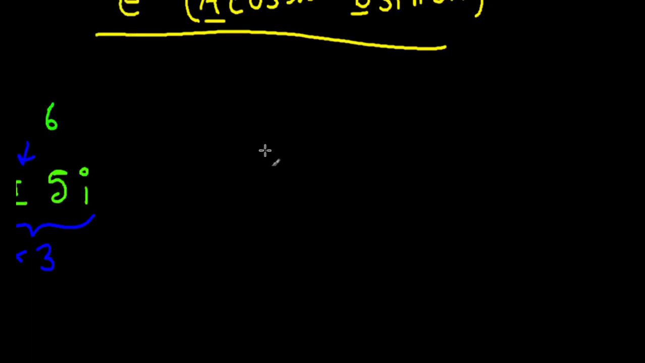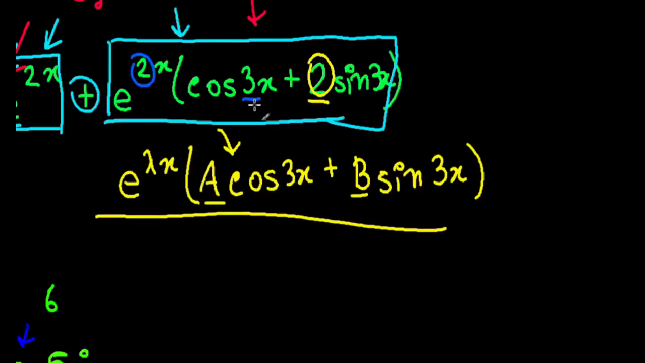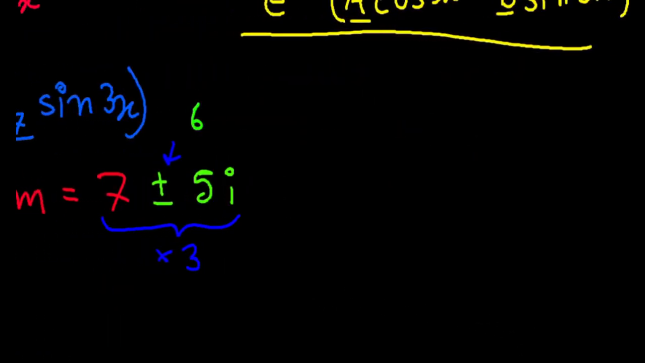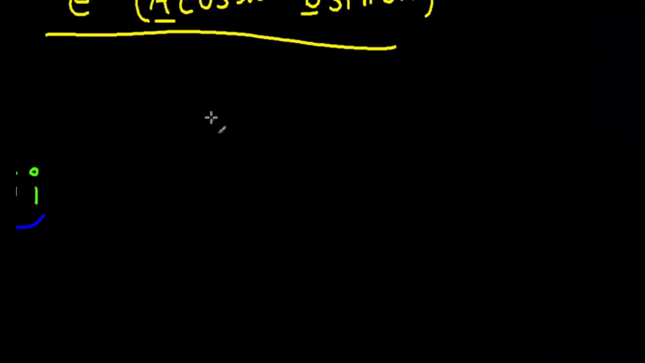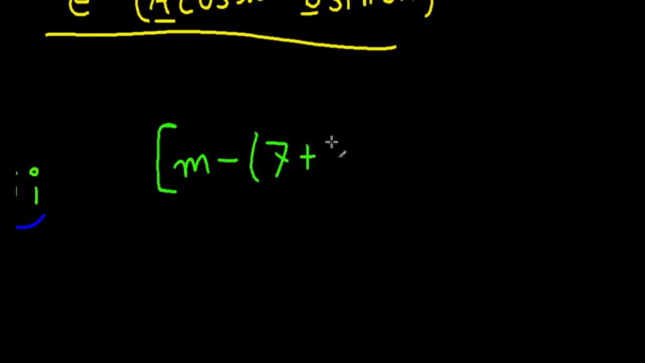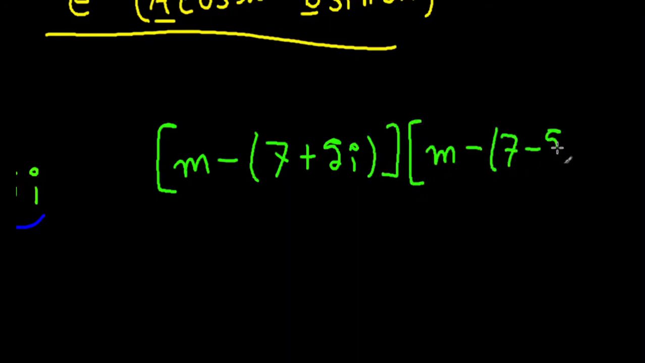Now, what did I say? What are our solutions? 7 plus or minus 5i, that's repeated 3 times. So let's write down what happens when you have 7 plus or minus 5i as the root. So we have m minus 7 plus 5i, and also m minus 7 minus 5i. Now, this is the pair of solutions.